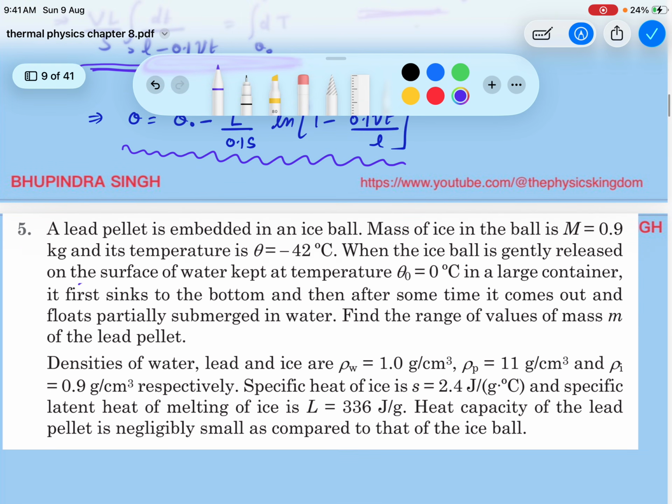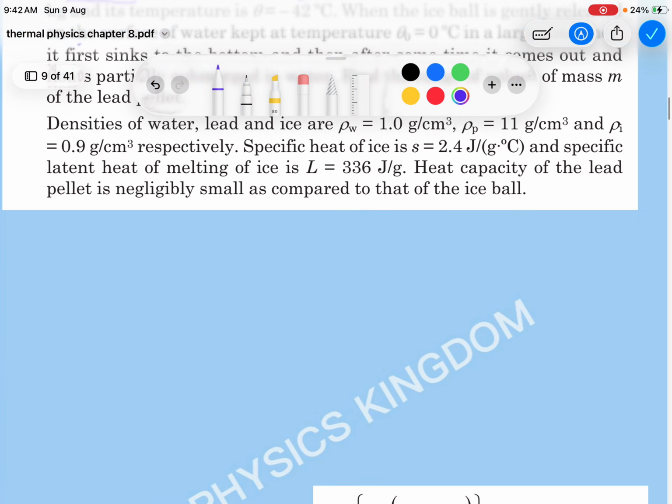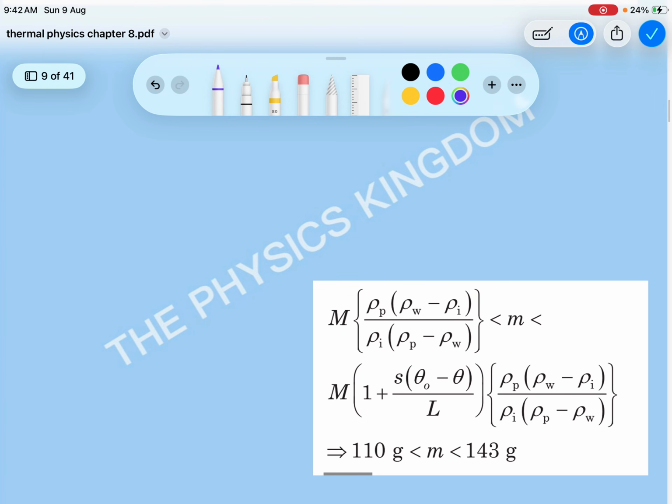And so in next question, if you see, actually very good question, right? A lead pellet is embedded in an ice ball. So we have a lead pellet in an ice ball, right? Okay, sorry, first you read this question, try it by yourself, try to understand this language also by yourself, right? After trying only I can explain it. So try this. So answer given is this, some big expression, and this is the final answer. Okay, so match if it is matching with your answer.